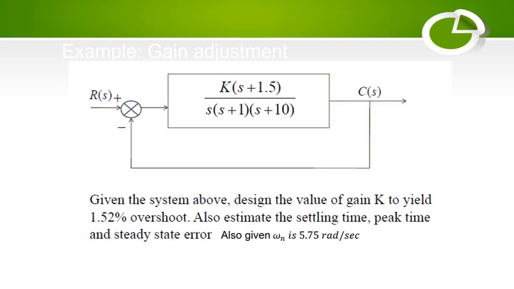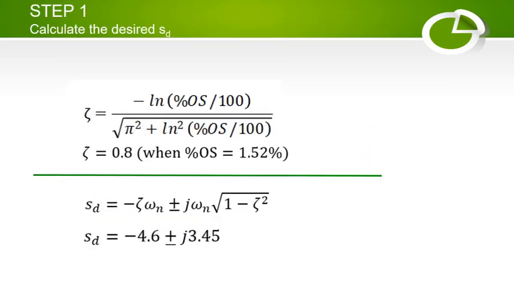Let us read the question. Given the system above, design the value of k to yield 1.52% overshoot and also estimate the settling time, peak time, and the steady state error. Also given the natural frequency is 5.75 radian per second. To solve the question, it involves 2 steps.